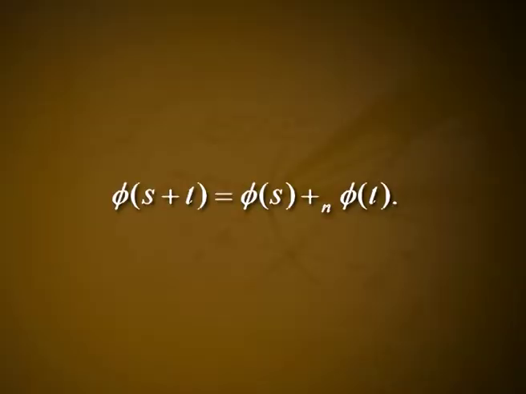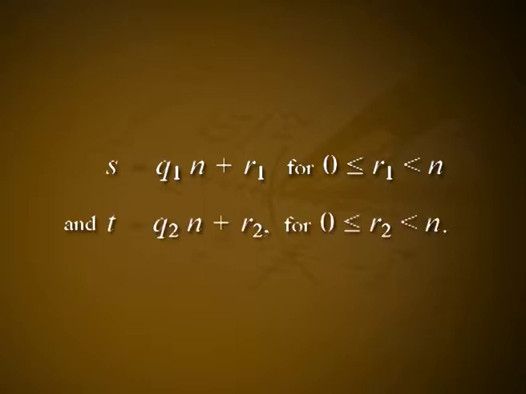Consider the map phi from Z to Z_n defined by, for a belongs to Z, phi of a equal to r, where r is the non-negative remainder obtained when a is divided by n. Show that phi is a ring homomorphism. Solution: we first show that phi of s plus t equal to phi of s addition modulo n phi of t.